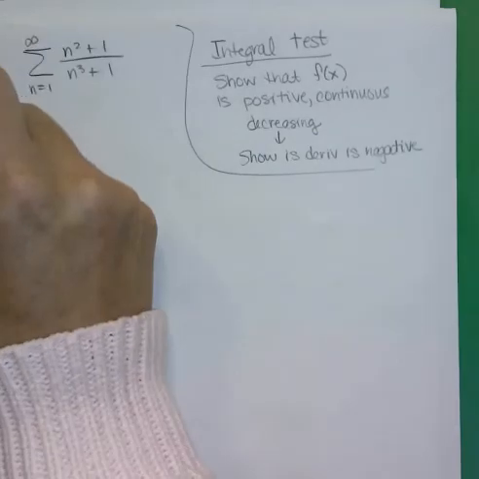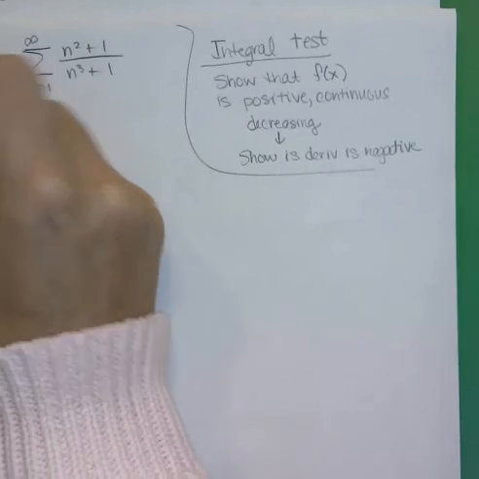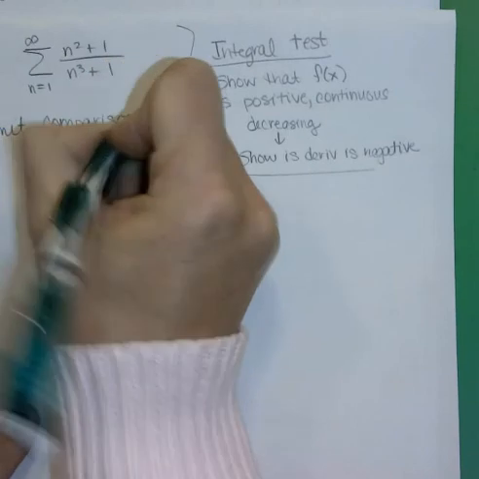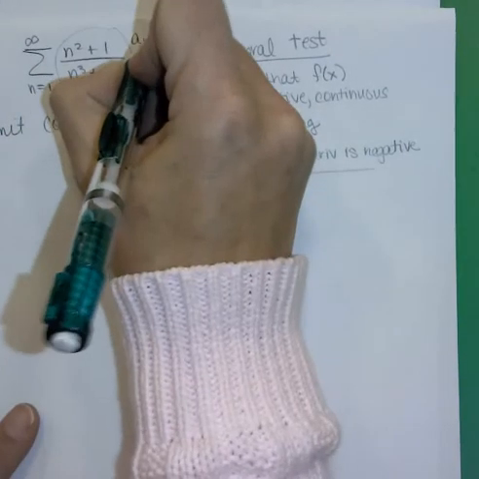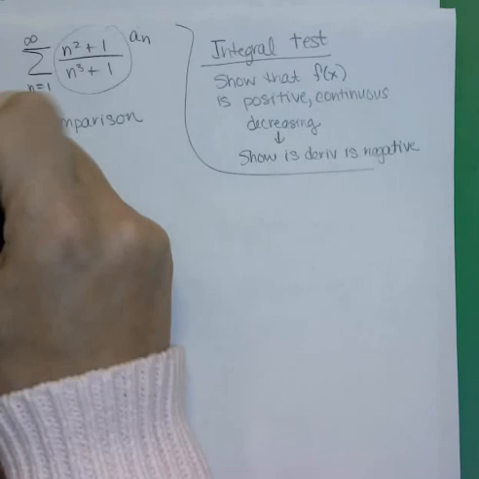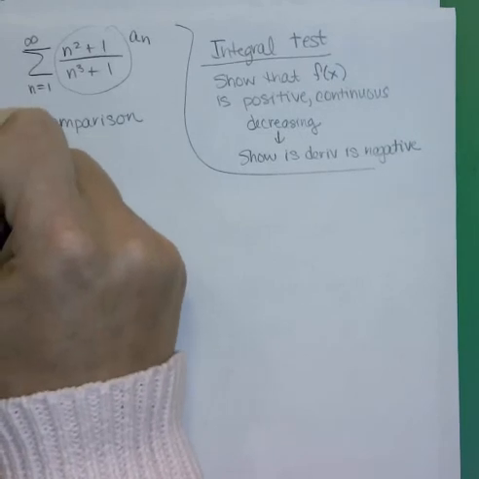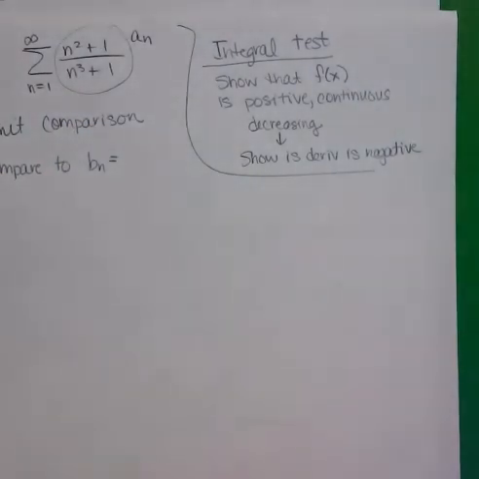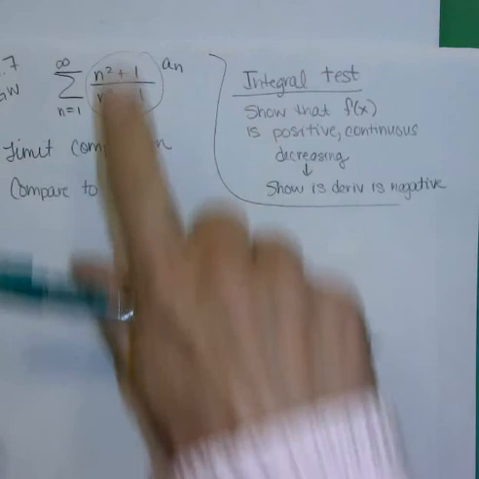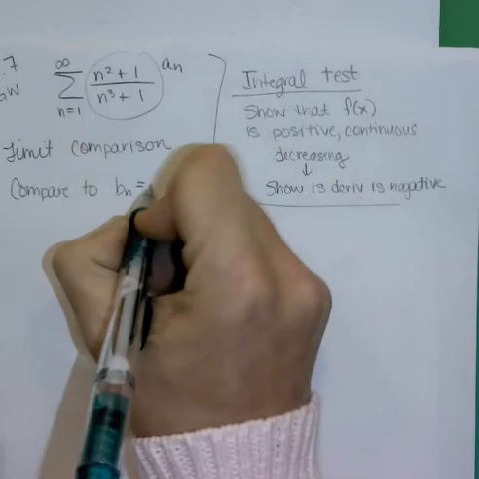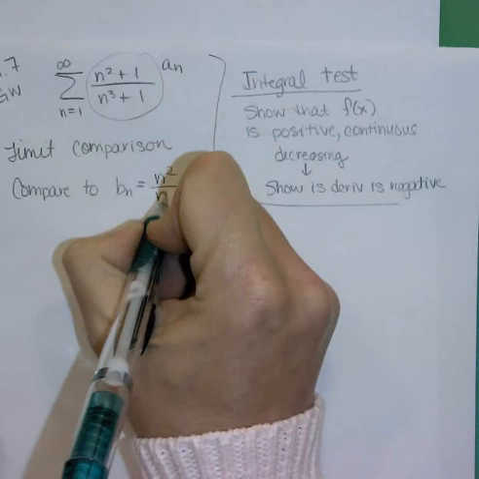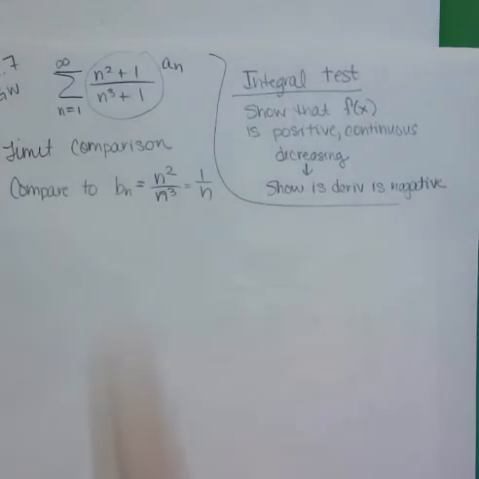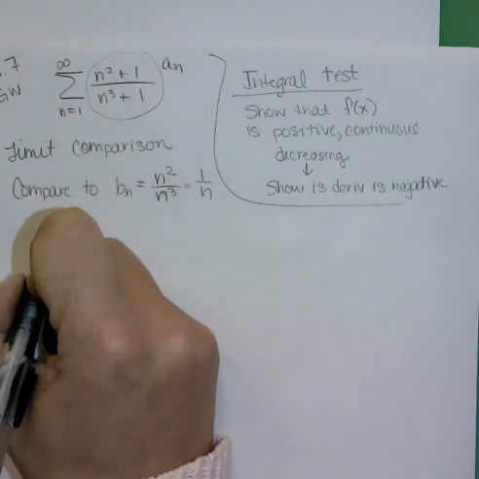So just like I did on the last one, you ask yourself what you think it acts like. So if I call this my a sub n, I think I'll compare it to b sub n equals what? 1 over n, because when n is really, really large, those plus ones aren't going to matter. And so it would be like n squared over n cubed, which is 1 over n. These two n's cancel 2 of those, and we're just left with that. And so then we do the limit as n goes to infinity.